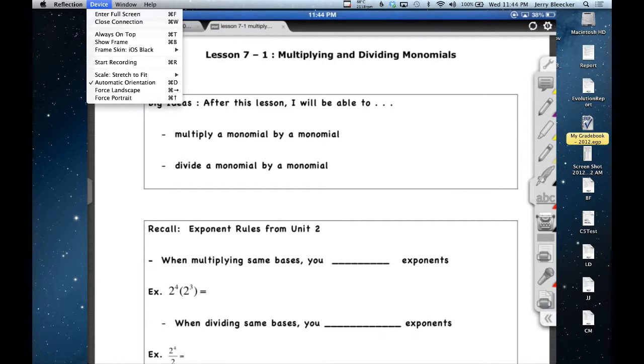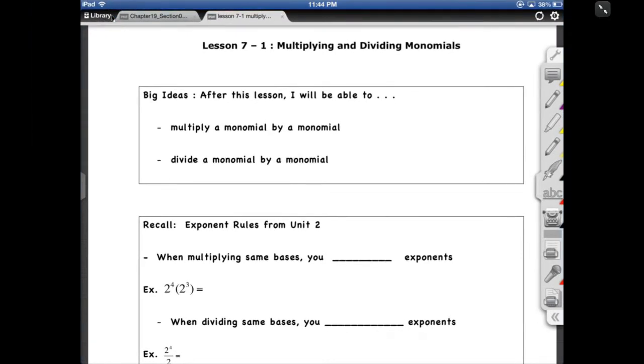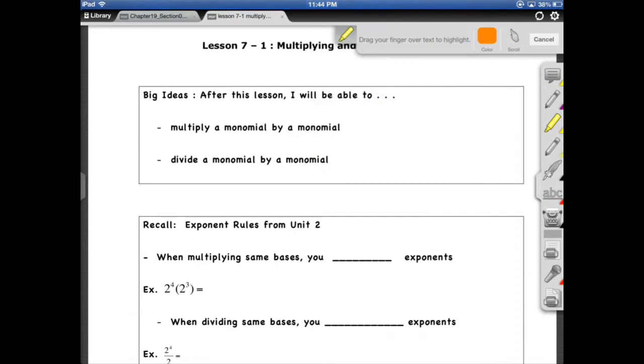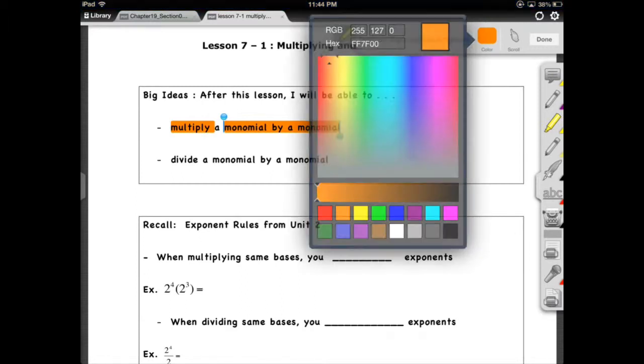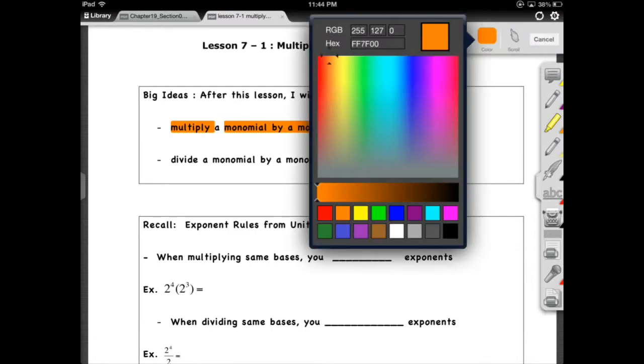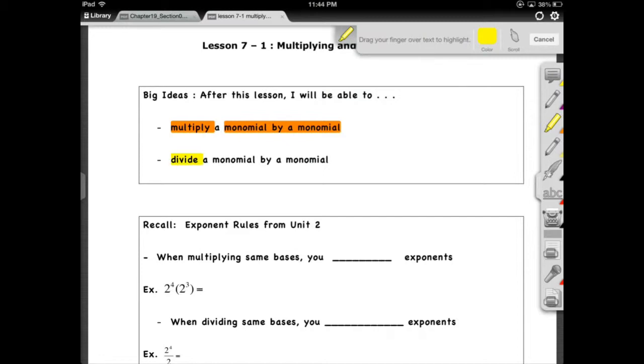So what you need to be able to do by the end of the lesson is you have to be able to multiply terms and divide them. So get our pen tool up here, and I was going for an orange. There we go. We want you to be able to multiply monomials with other single terms, other monomials. And we also want you to be able to, I'll hit done there, so we can switch colors, we also want you to be able to expand on that. We want you to divide a monomial by a monomial.